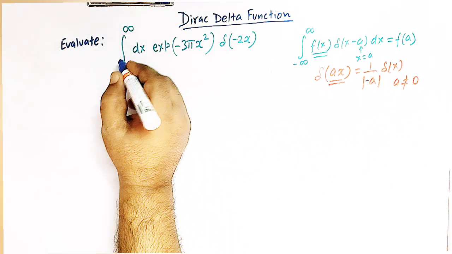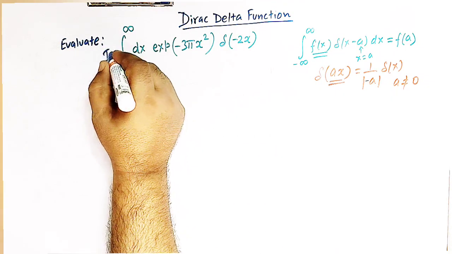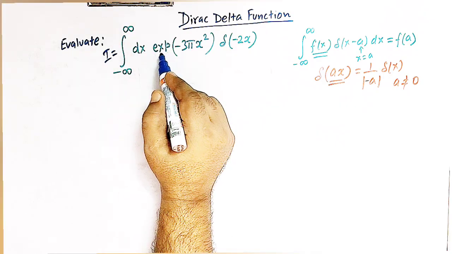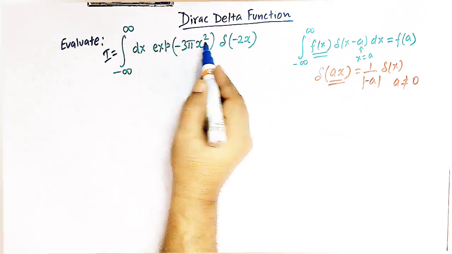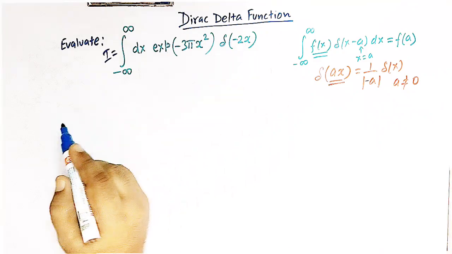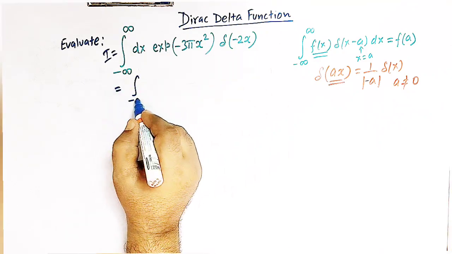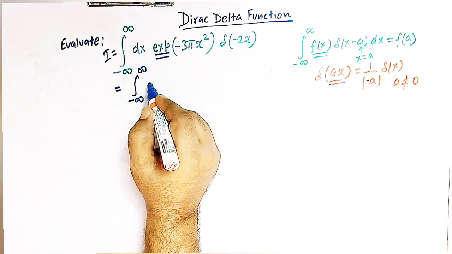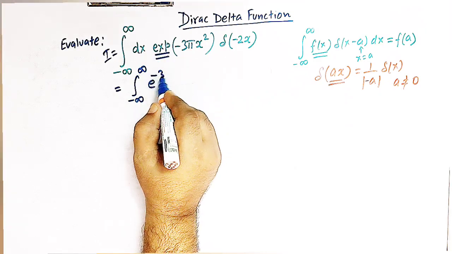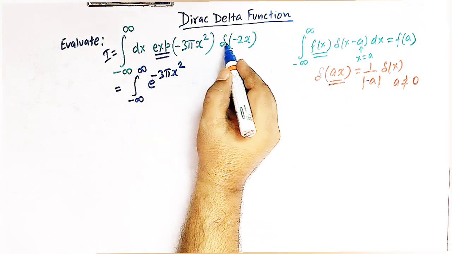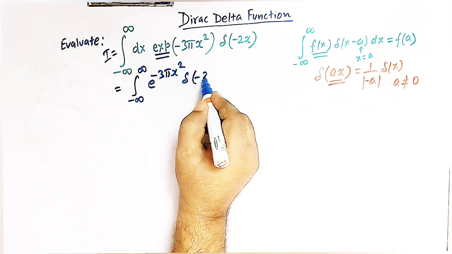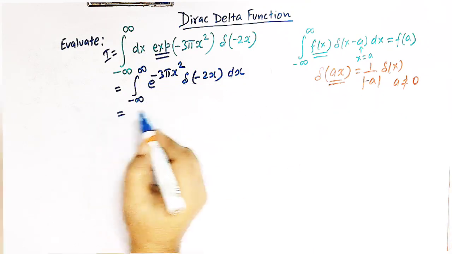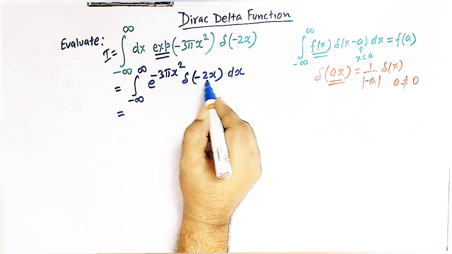So now consider this problem. Here we have the integral minus infinity to infinity dx exponential minus 3 pi x square and delta of minus 2x. So let us first rearrange the terms. So for exponential, we can write e raised to minus 3 pi x square. Here we have delta of minus 2x, and here we can write dx.